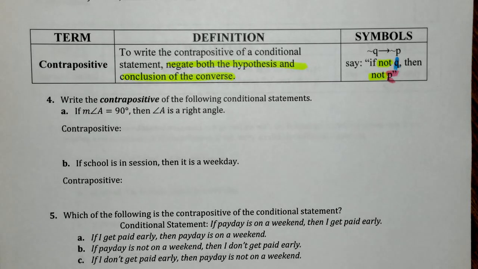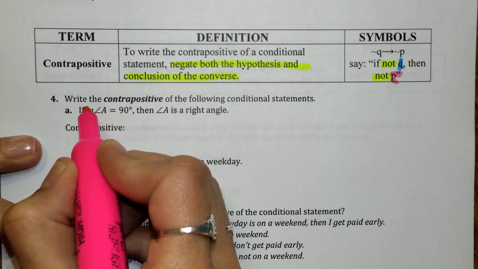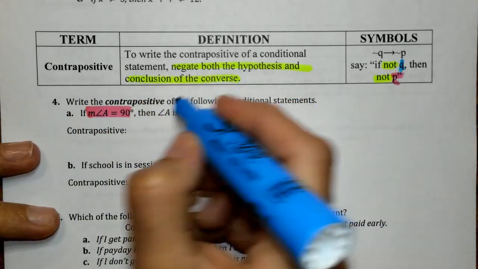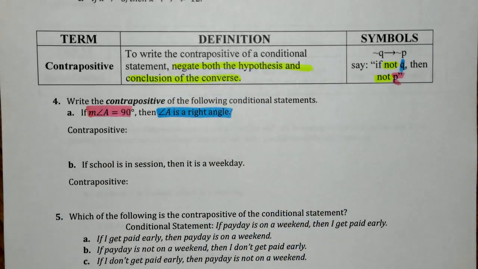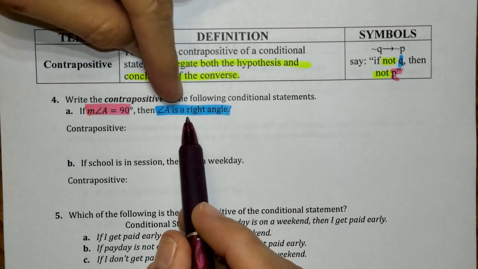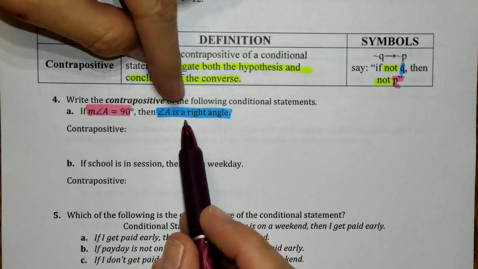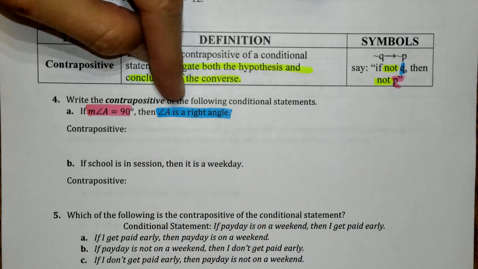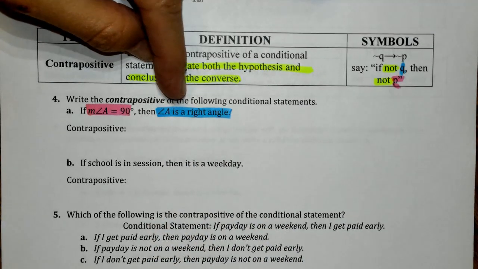Okay, first things first, let's find our hypothesis and conclusion. Hypothesis: the measure of angle A is 90 degrees. Conclusion: angle A is a right angle. So we need to switch them and change them. I'm going to start off with my conclusion, and I need to take it to the opposite. So instead of if angle A is a right angle, we want if angle A is not a right angle.